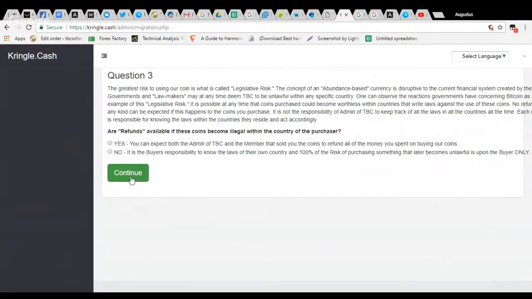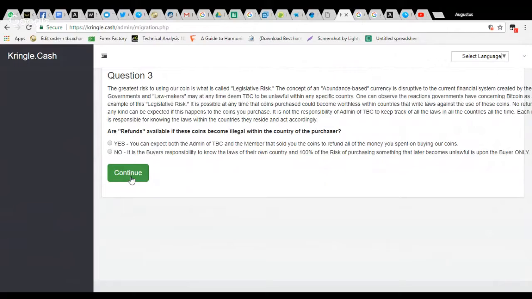The greatest risk to using our coin is what is called legislative risk. The concept of an abundance-based cryptocurrency is destructive to the current financial system created by the elite, the government, and lawmakers. They may at any time deem TVC to be unlawful within any specific country. One can observe the reactions governments have concerning Bitcoin as an example of this legislative risk.